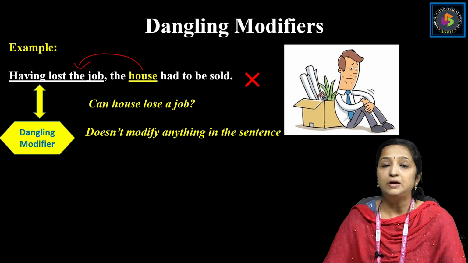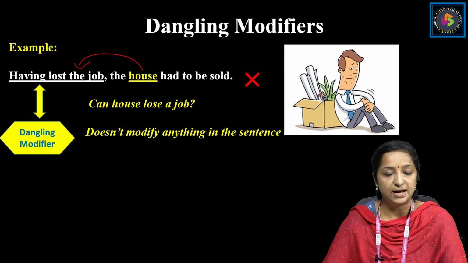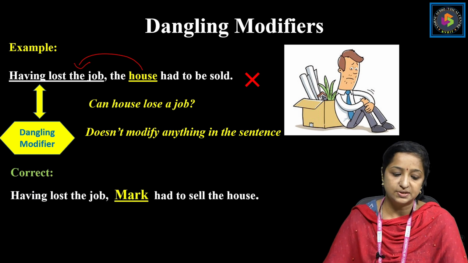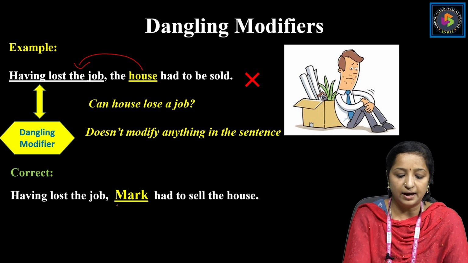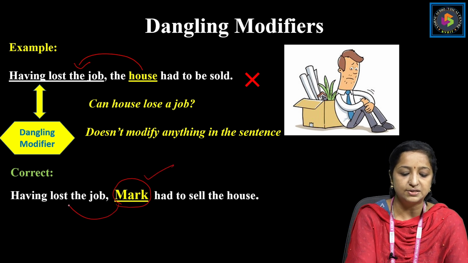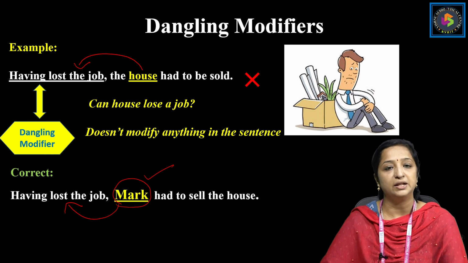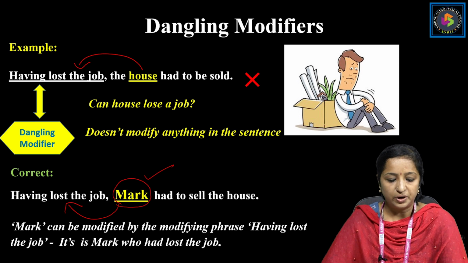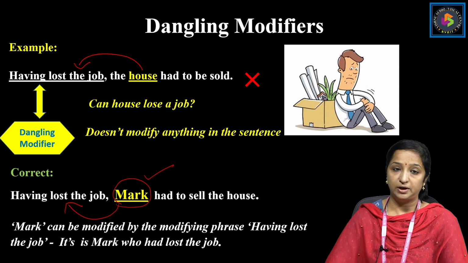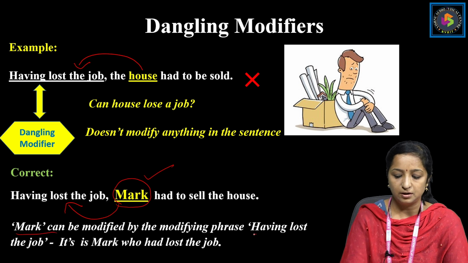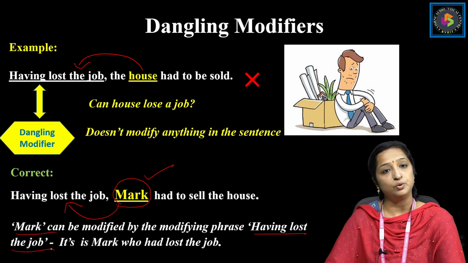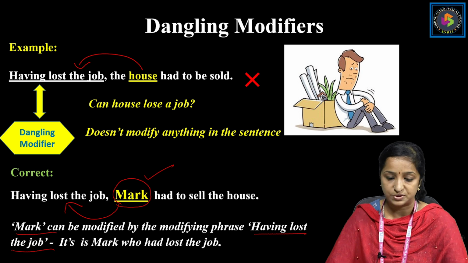So here, "having lost the job" is considered a dangling modifier. The correct one is: having lost the job, Mark had to sell the house. If we add Mark in the sentence, then it conveys a proper meaning that Mark lost the job, and because of that, he had to sell the house. So here, Mark is modified by the phrase "having lost the job." It's Mark who lost the job, not the house.